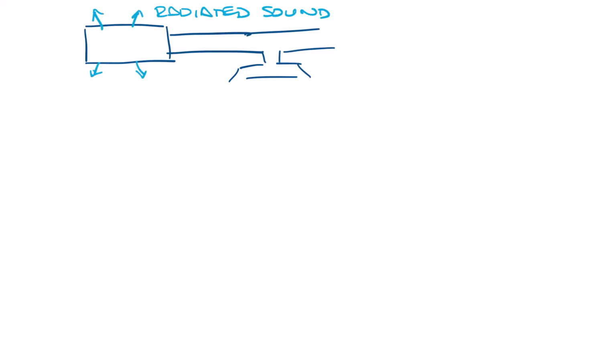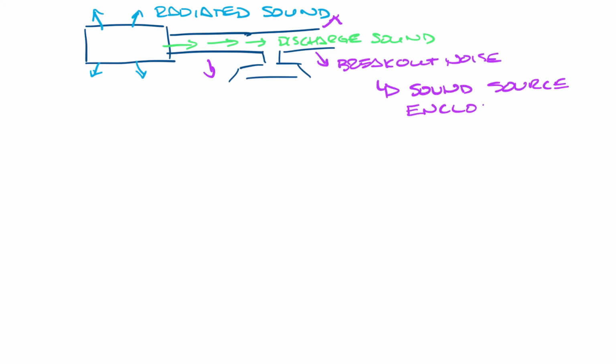There are also a couple different sound paths that may need to be addressed. First, there's radiated sound. This is the sound that the product itself is emitting from the components of the product through its casing. Next, you have discharge sound. This sound leaves the discharge of the product and travels down the ductwork. I'm showing this for VAV box, but it goes for other HVAC equipment as well. Then there's breakout noise, which is the sound that escapes from any sound source enclosing structure, such as ductwork, the metal casing, or even the building envelope.